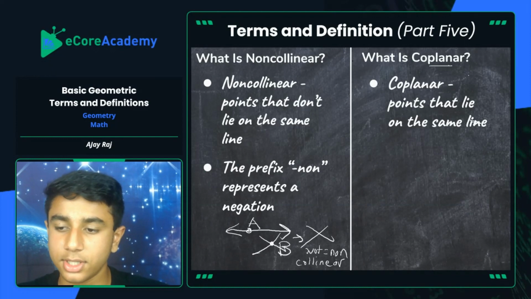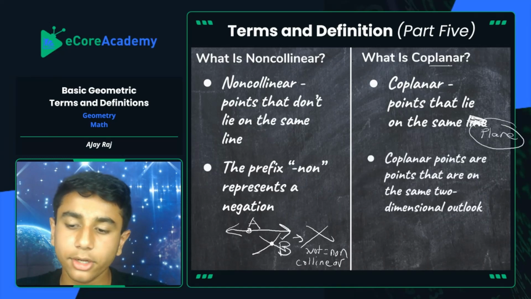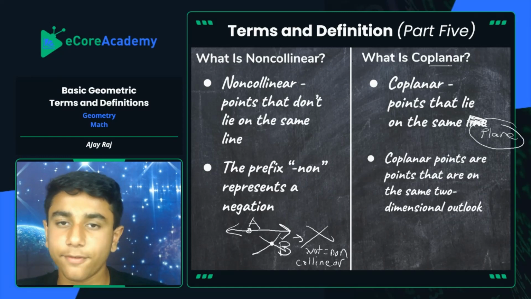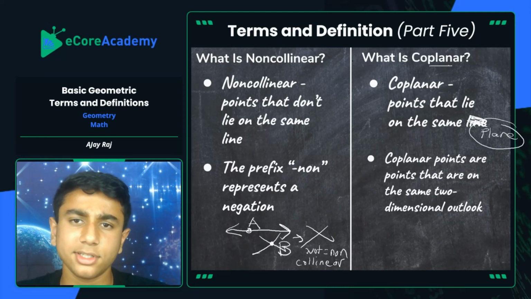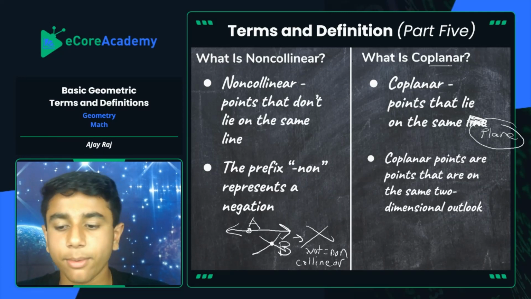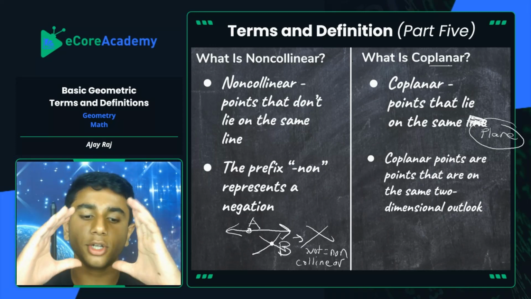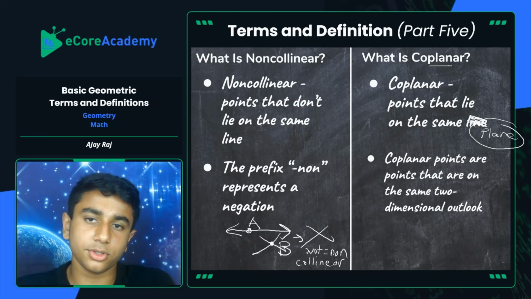So just ignore this line. It's supposed to say plane. And coplanar points are points that are on the same 2-dimensional outlook, and that's another way of phrasing a plane. Your 2-dimensional outlook is a certain given plane with its given dimensions that represents a certain large enough window to see whether or not 2 points are on the same plane.